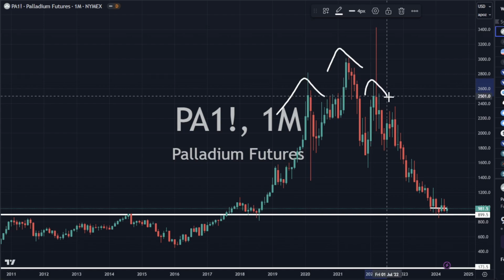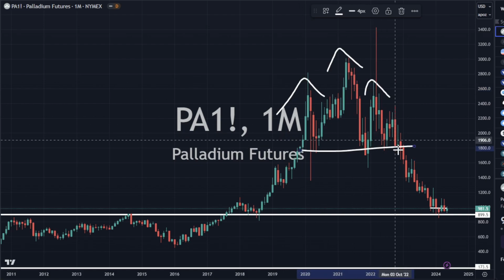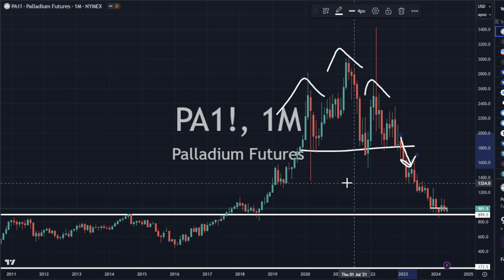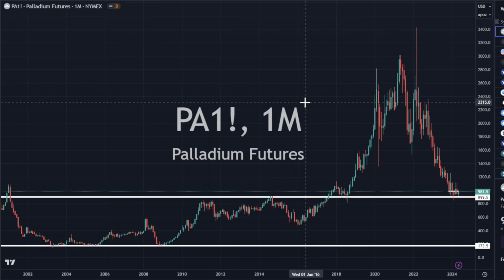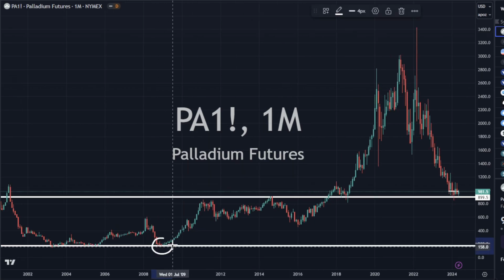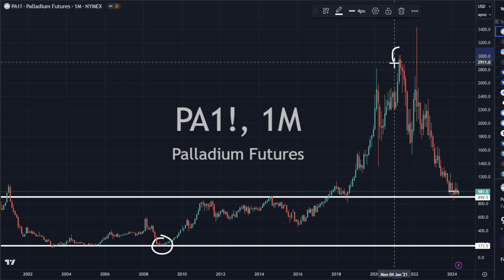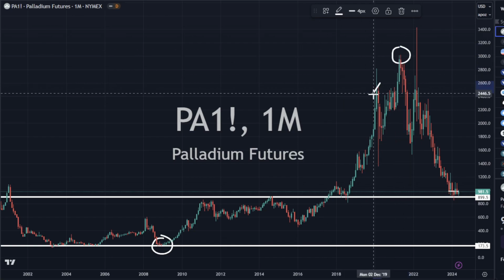Think of this as a head and shoulders with a neckline there. We've broken that to the downside. The market condition that palladium does really well under is from 2009 all the way up to 2021. I swap my metals here though.